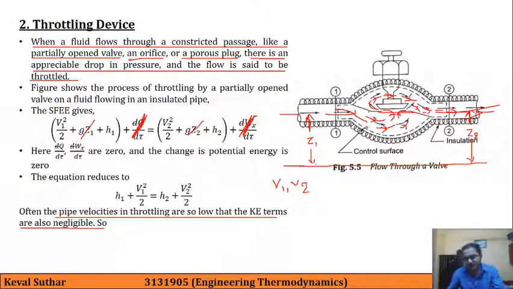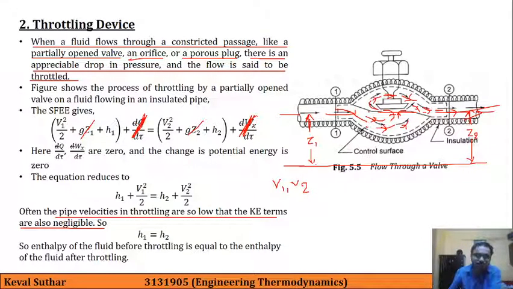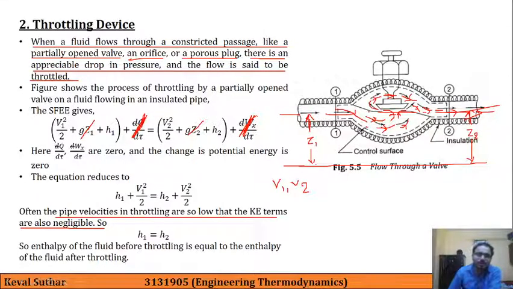So in such case H1 will be equal to H2. So here the enthalpy of fluid before throttling is equal to the enthalpy of fluid after throttling. So with application of steady flow energy equation for a throttling device, we come to a conclusion that enthalpy of fluid before throttling is equal to the enthalpy of fluid after throttling.